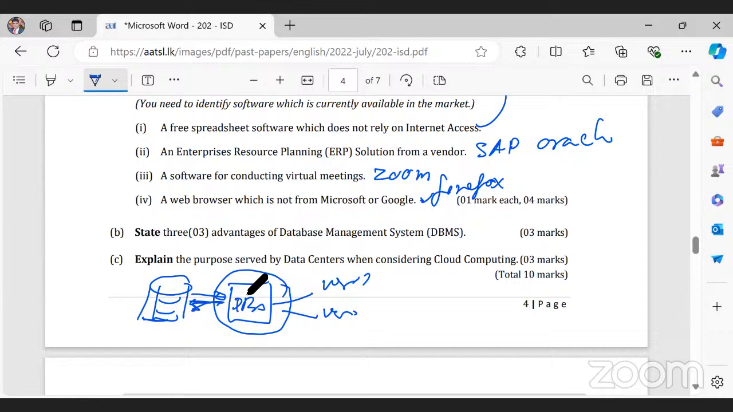Just a database has no such capability. For example, we can say Microsoft SQL Server, Microsoft Access, Oracle database. These are database management systems, right? These are managing data.